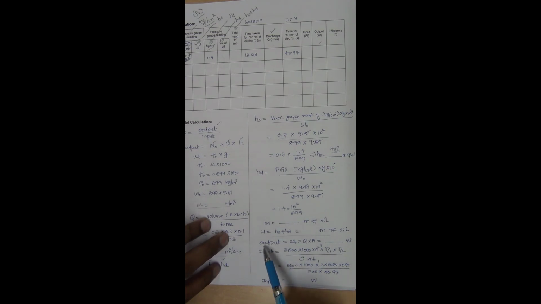So output by input will give efficiency. That is the end of the gear pump calculation. We can fill all these columns for this calculation.